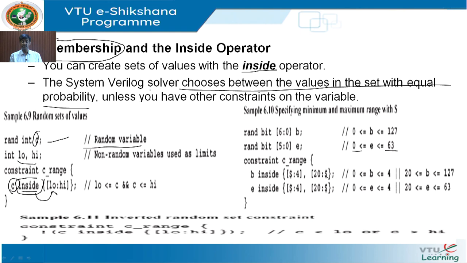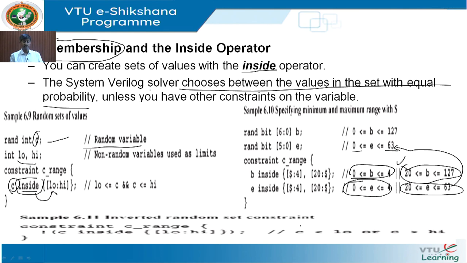So $20, I don't know the maximum or the minimum. I can segregate these two between 20 and 4. Between 4 and 20, I don't have any other values to be defined. So b takes the value from 0 to 4 or 20 to 127. Similarly, e takes the value from 0 to 4 and 20 to 63. What is the maximum limit of e? It is 63, up to 63.